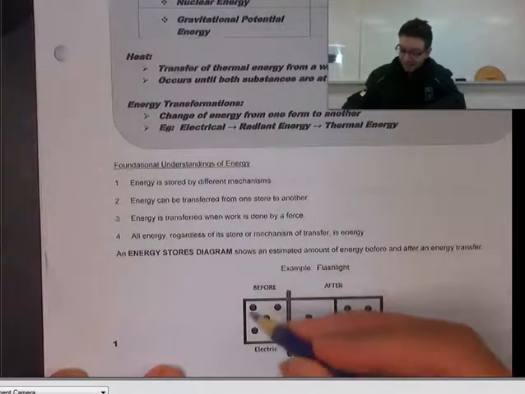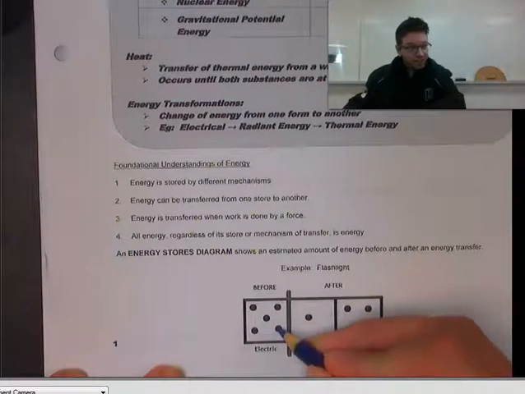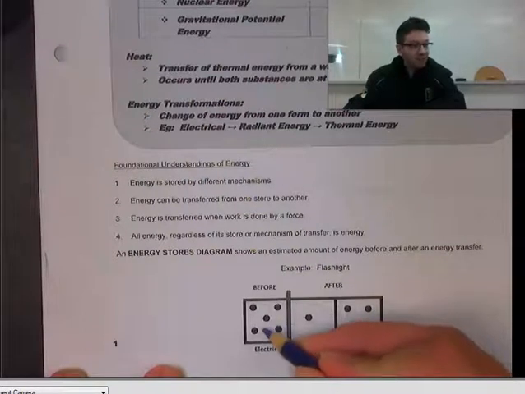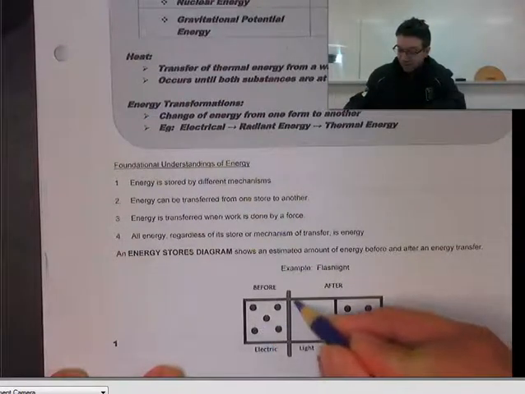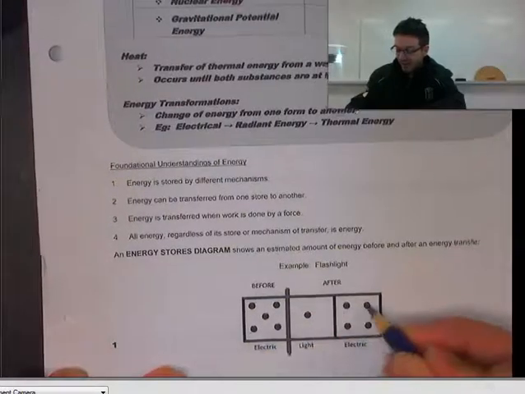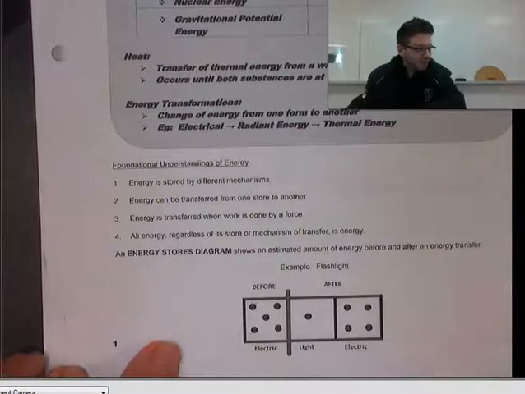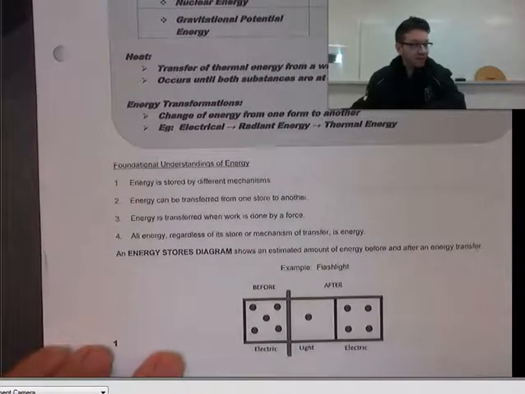The number I chose here, the number of dots, really is arbitrary. It doesn't matter. I could have chosen 6 dots, 10 dots. The point that I want to make here is that the total number of dots before that transfer and after that transfer should always be the same. This is sort of hinting at energy conservation, which I'll talk more about in another lesson.